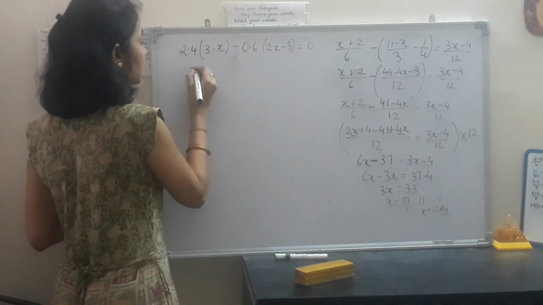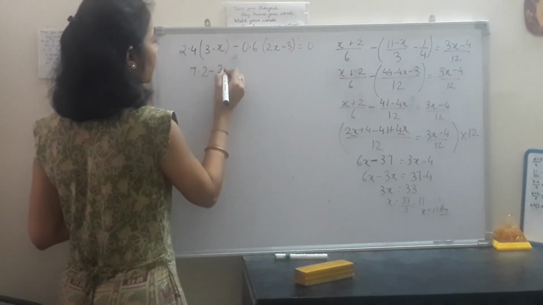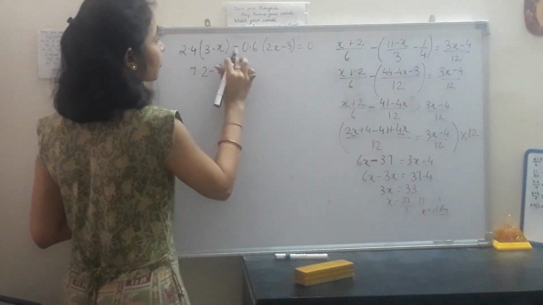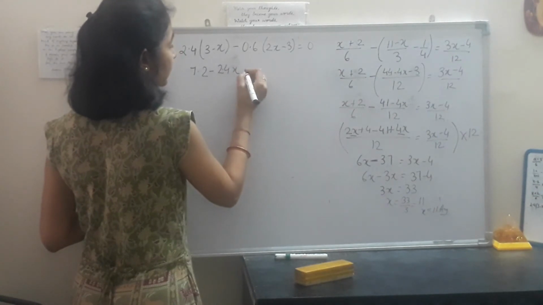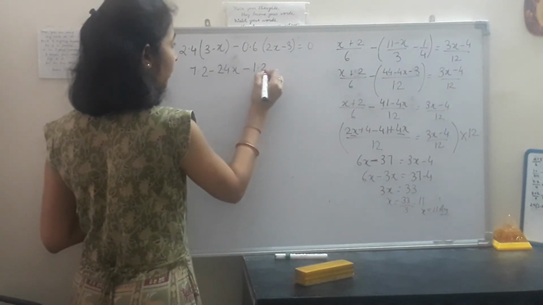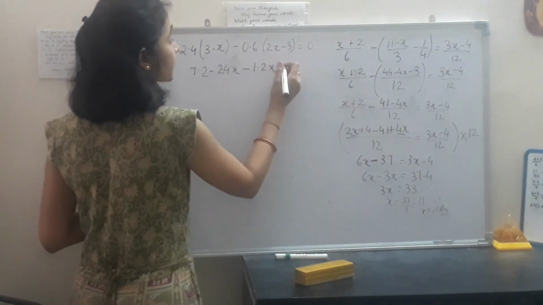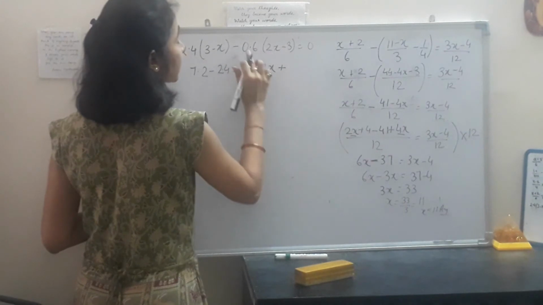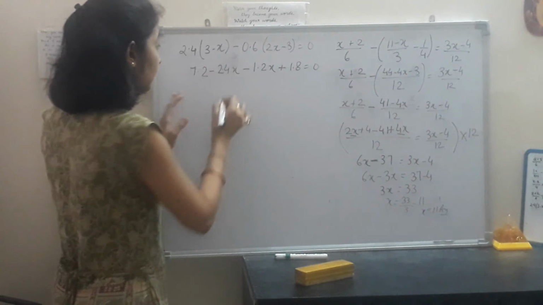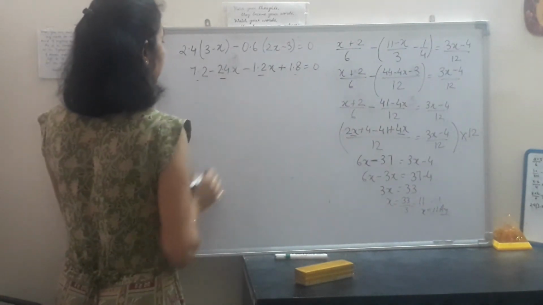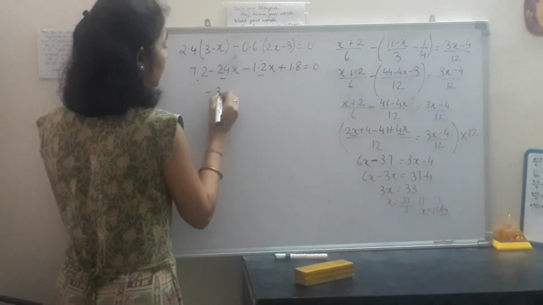2.4 into 3 gives us 7.2. 2.4 into x gives us minus 2.4x. Now just take care of this negative sign. Minus 0.6 into 2x gives us minus 1.2x. Okay, and minus 0.6 into minus 3 gives us plus. Minus into minus is plus. So 1.8 is equal to 0. Now these two are like terms and these two are like terms. So solving them, minus 2.4 and minus 1.2 gives us minus 3.6x.